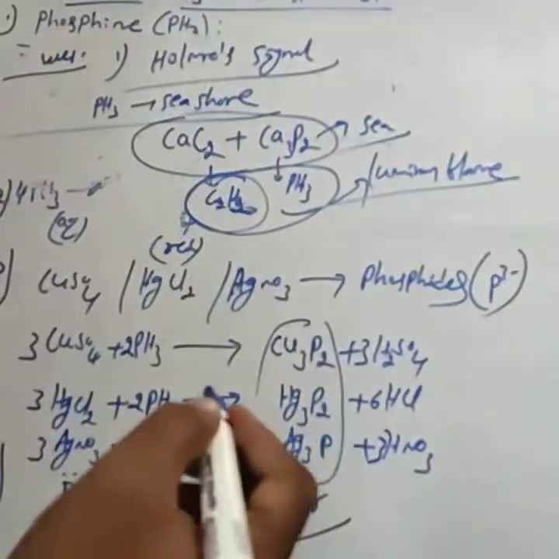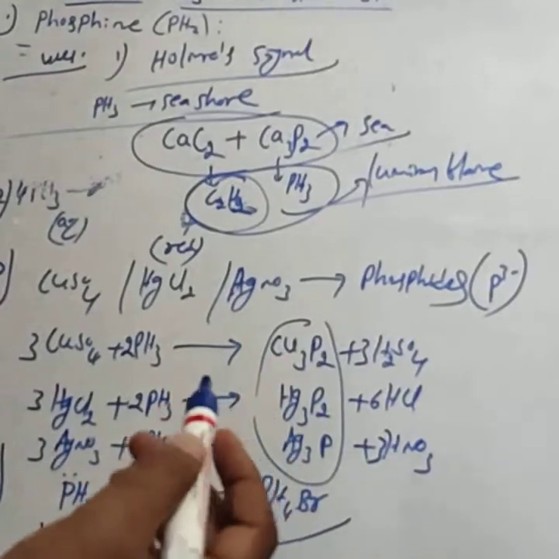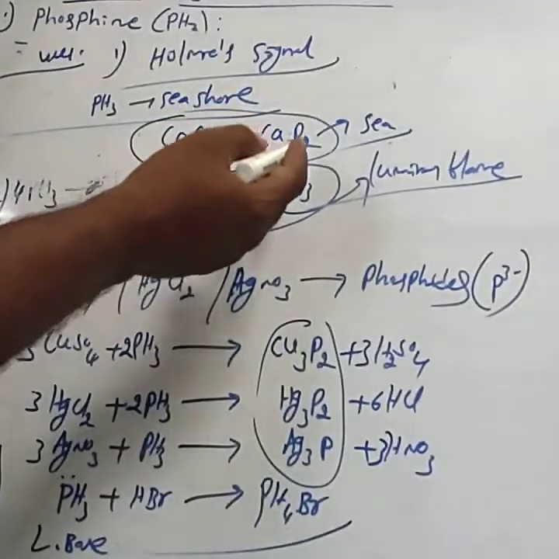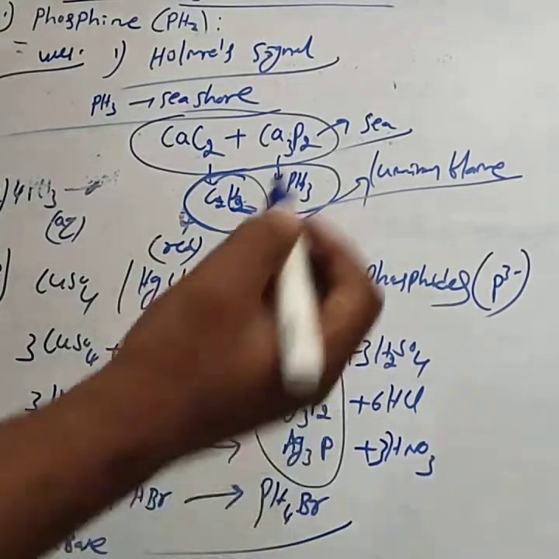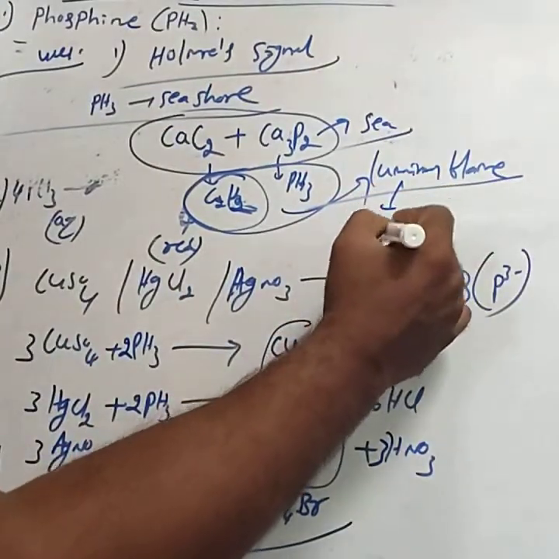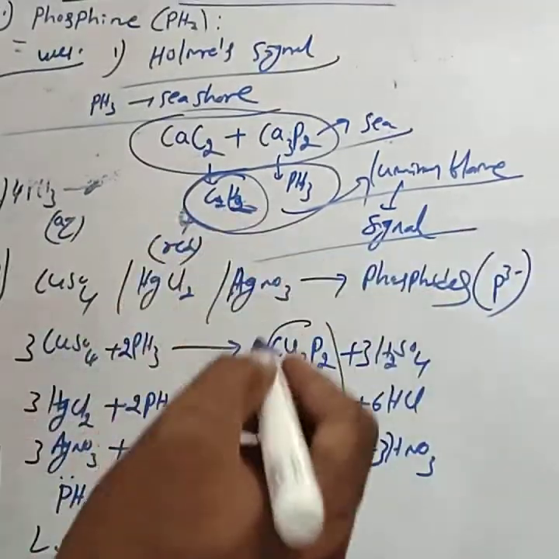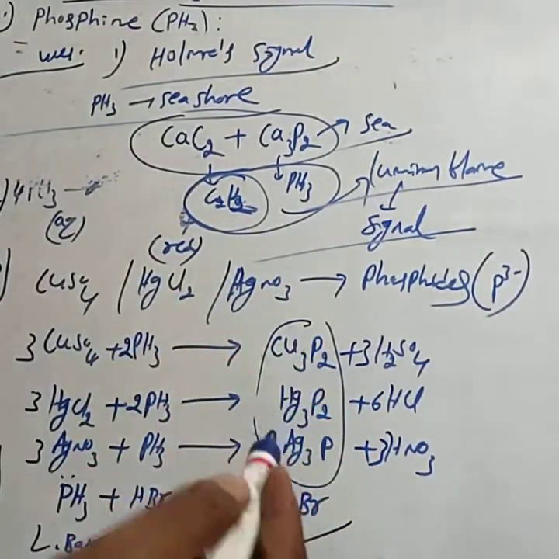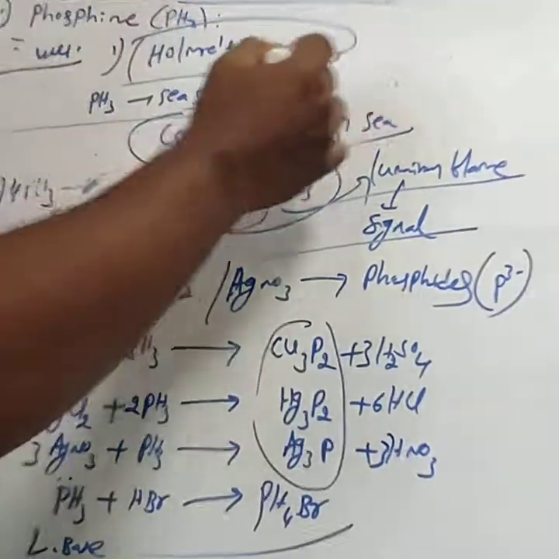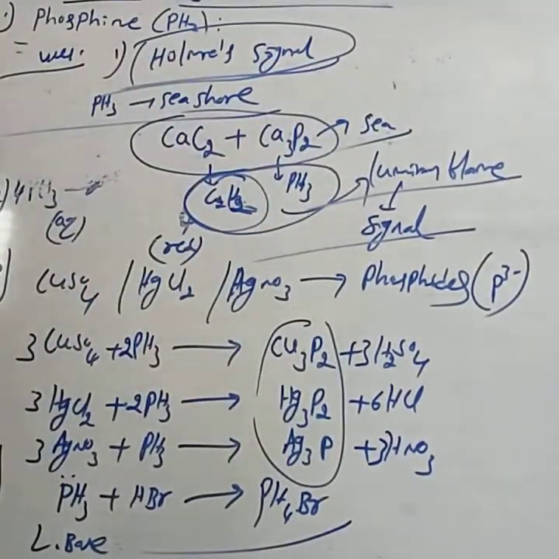The spontaneous combustion of acetylene and phosphine generates a luminous flame. This luminous flame serves as a signal in the seashore. Those signals are called the Holmes signal.